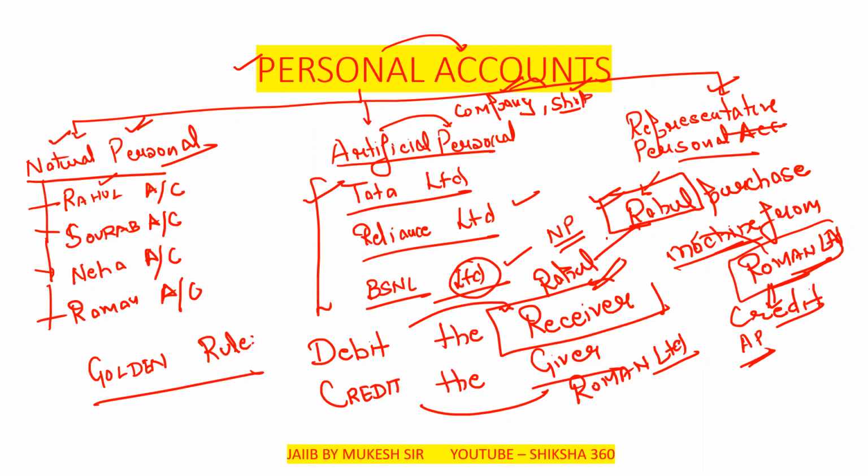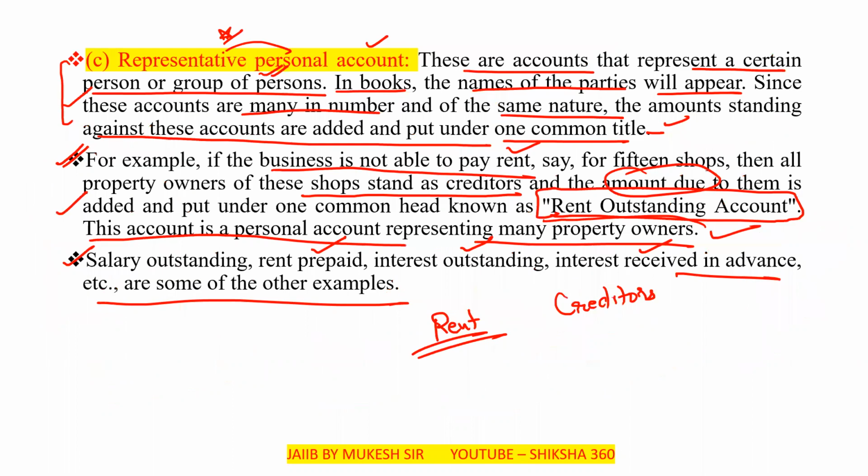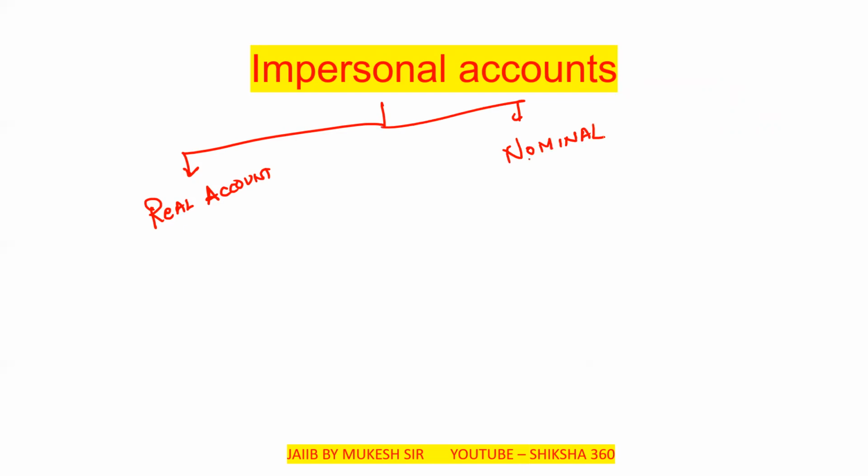Now we will move toward the next one, the impersonal accounts. We have already discussed that it is divided into two parts: the real account and the nominal account. Now let's discuss one by one what the real account is and what the nominal account is.